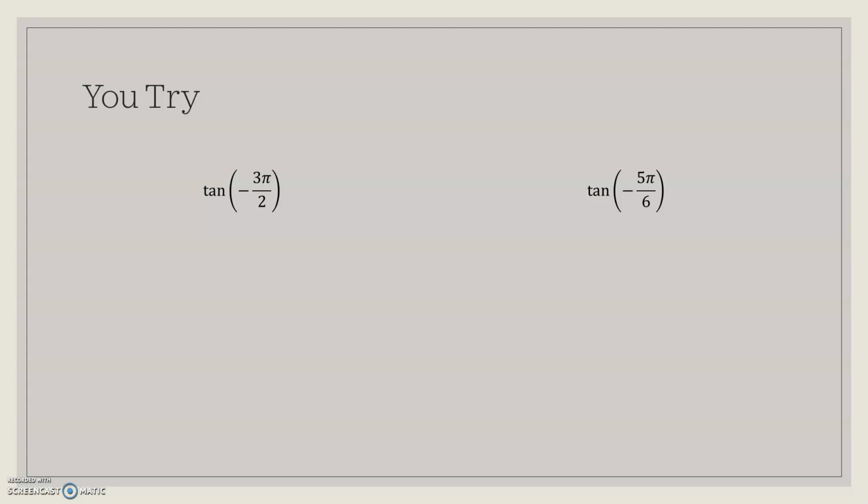All right, try these two. These are both negative angles, which means they're going in the other direction. And come back after you have given them a try. So pause, and then come back when you're ready.